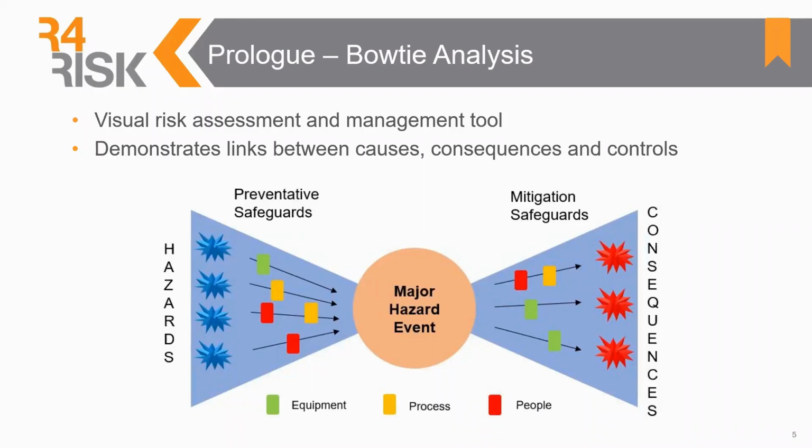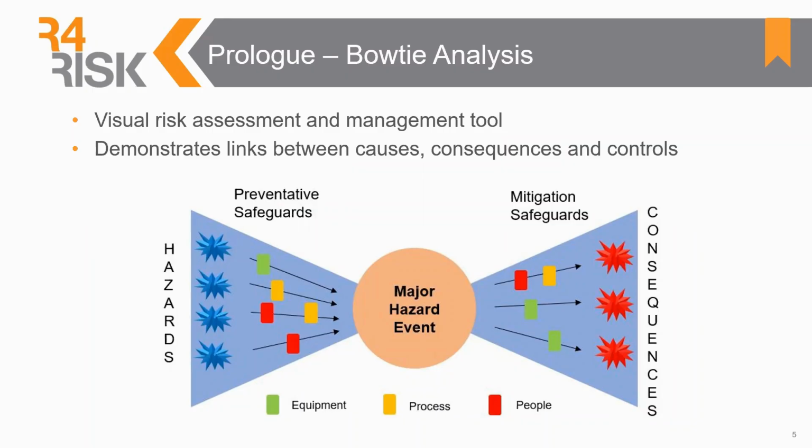And then finally, we have our right-hand side, which are our consequences. So our loss of control event has occurred, and now we're just waiting to see what our consequences are. And we can define a lot of different consequences. So we'd mainly look at health and safety risks, but we can also look at business risks and environmental risks, anything you'd like to define.